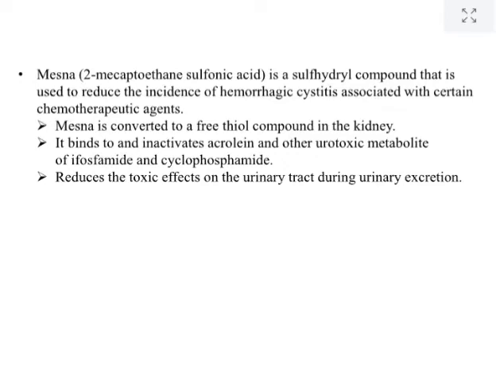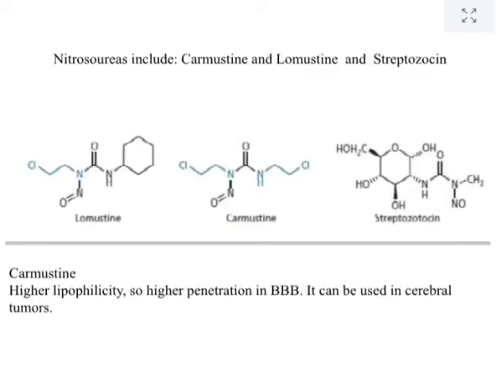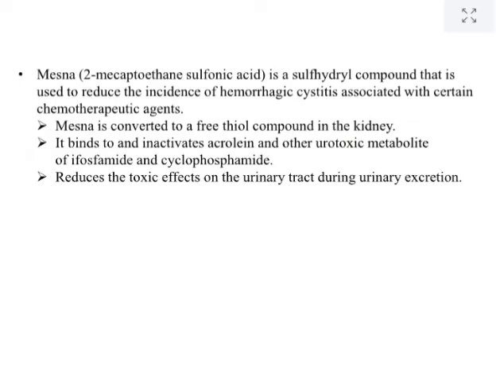Now, we have said one danger of these drugs is their toxicity, renal toxicity. So how do we sort out the renal toxicity? It is sorted out by giving a compound we call mesna. Mesna is 2-mercaptoethane sulfonic acid. So it has an ethane moiety on one side, it has a sulfonic acid, and then it has an SH group.